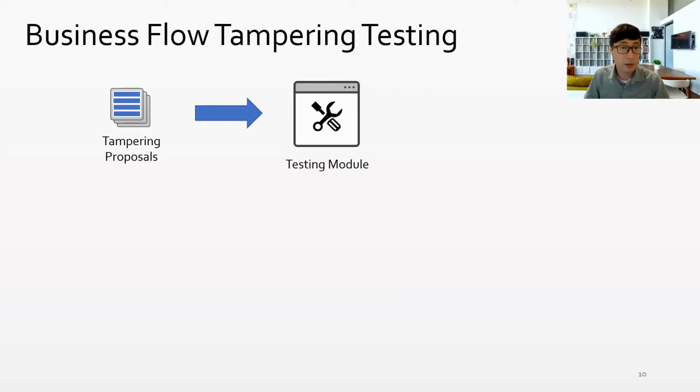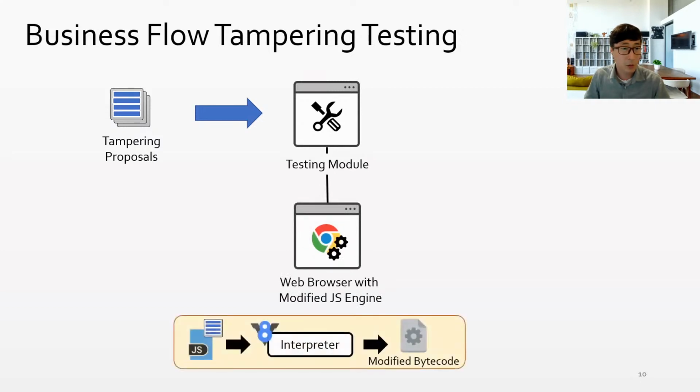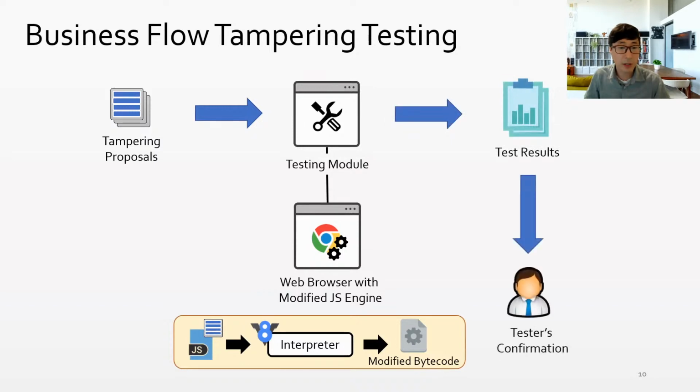For each proposal, the testing module launches a web browser and replays the recorded business operation. The web browser is equipped with our modified JavaScript engine, and it tampers with the execution by modifying bytecode as indicated in the proposal. After each test, the testing module generates results. They are checked by the tester to confirm if it successfully alters the business operation.